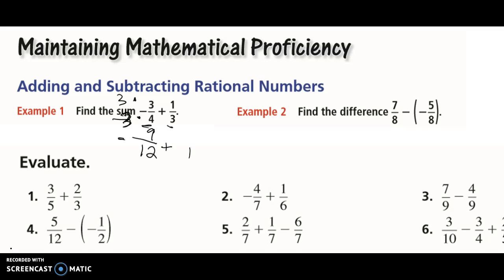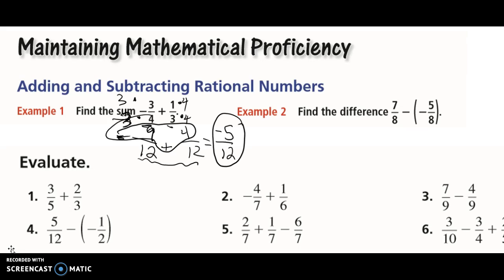For the second fraction, to make 3 go to 12, I need to times it by 4. So also multiply the top by 4. Now that I have common denominators, I can do negative 9 plus 4, which is negative 5, so I get negative 5/12. Notice when you add and subtract, once you have common denominators, you do not touch them, just carry the 12 over and just add or subtract the numerators.